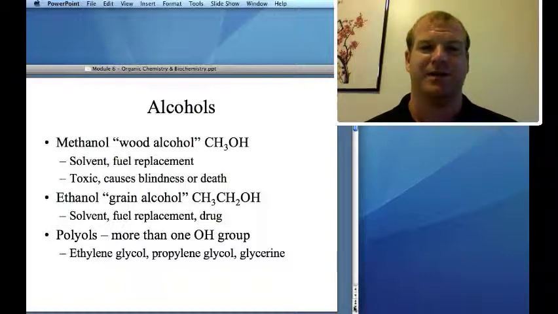Ethanol, we do currently use this as a fuel replacement. It's used as a solvent and also used as a drug. And it's a very commonly used drug. It's in alcoholic beverages. So ethanol, this is grain alcohol.